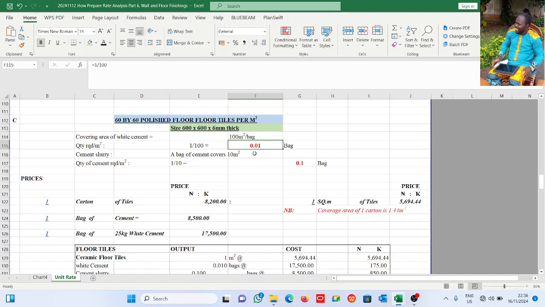Okay, so we have 0.1 bag, right? Cement slurry, a bag covers 10 square meter. Yes, and for 1 square meter we have 1/10, which is 0.01. All right.